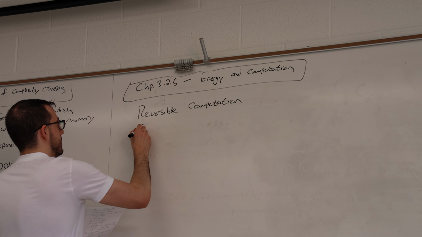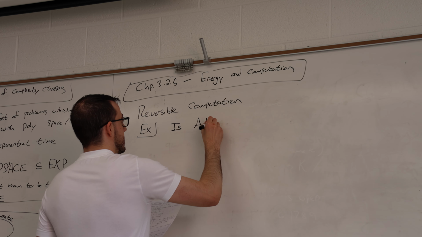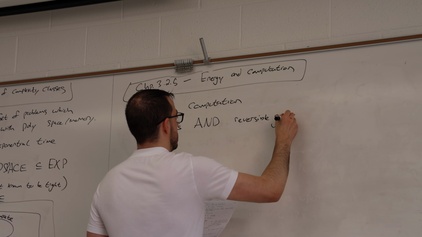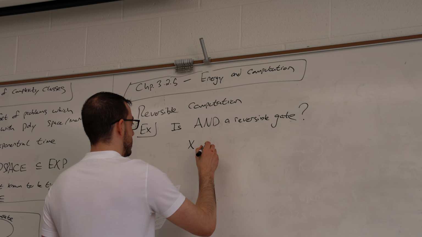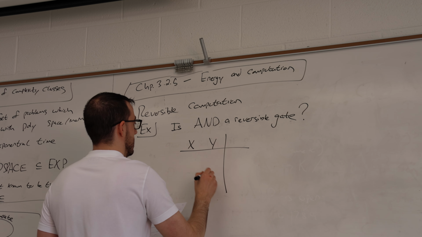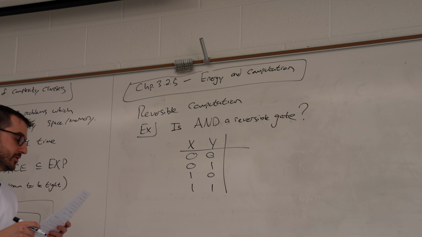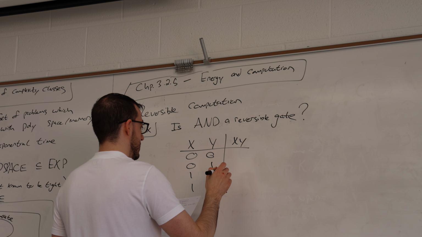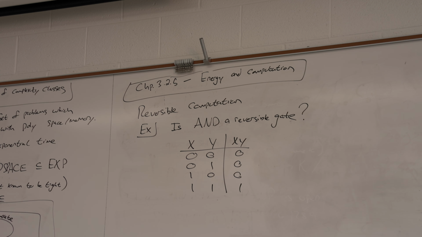Let's start with an example of what we mean by reversible. So let's consider the AND gate and ask if this is a reversible gate. Well, we know the definition of AND. It takes 2 input bits, x and y, and it outputs 1 in the case that both are true. Otherwise, it outputs 0. So x and y, the product: 0, 0, 0, 1. So the answer here is this is not reversible.